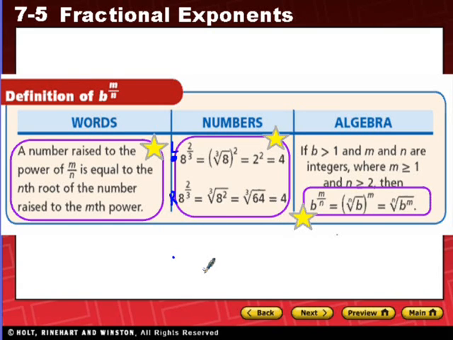And then for the algebra, you don't have to write down all the what's greater than stuff. You can just write down the actual algebra part. So pause the video, get all that written down, then we're going to do a few examples together.